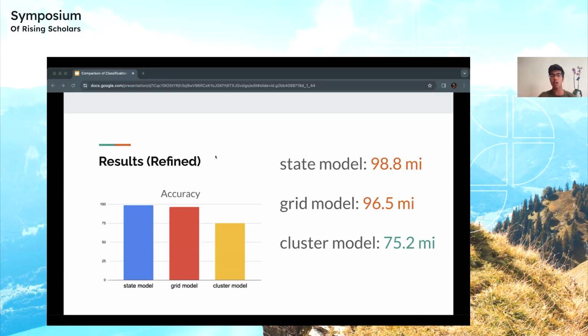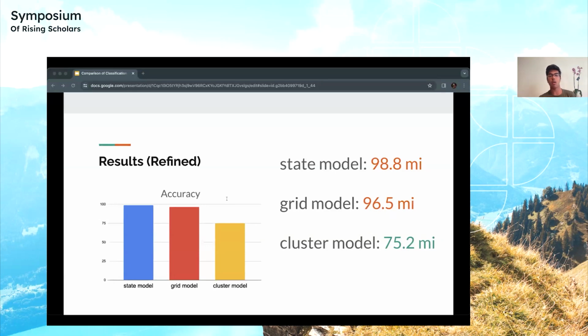But then the cluster model did even better and was just 75 miles away from the correct location on average, which is about 20 to 25% better. So there you go. This was essentially the main takeaway of our analysis, which is that out of these three fundamental methods of geographic classification, the cluster-based regions were the most effective for our data.